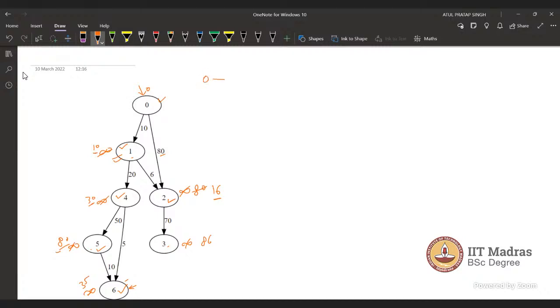If we check 0 to 1, 0 to 2, 0 to 3, 0 to 4, 0 to 5, 0 to 6, it represents 10, 16, 30, and 0 to 3 is 86, sorry. 0 to 4 is 30, 0 to 5 is 80, and 0 to 6 is 35. Okay, so these are the shortest path values.